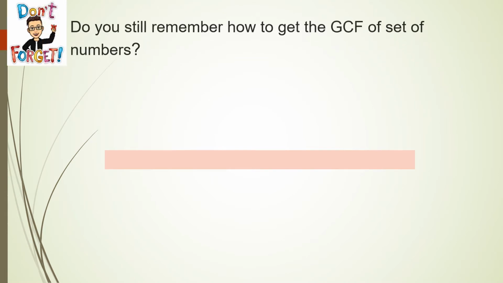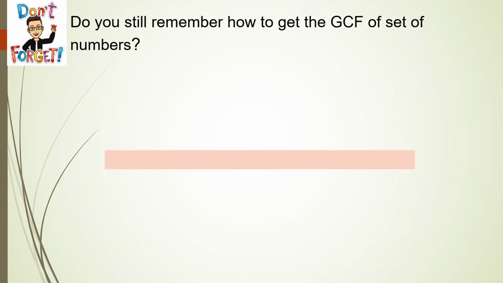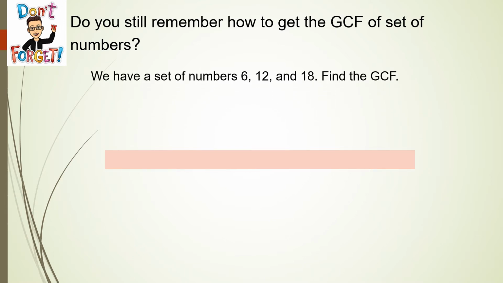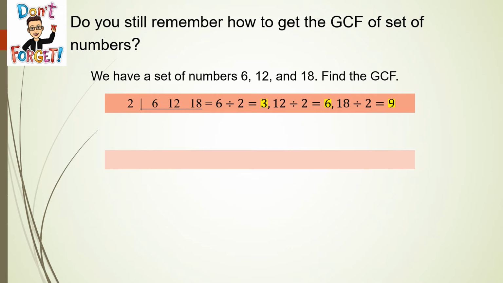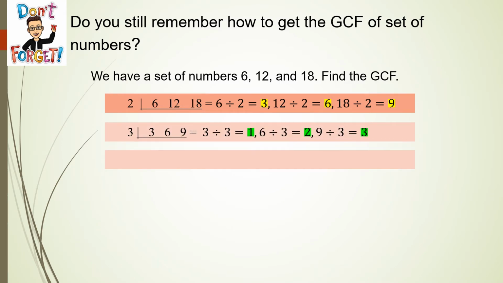Let's have a refreshing lesson. Do you still remember how to get the GCF of a set of numbers? For example, we have the set of numbers 6, 12, and 18. As you can see, we have the divisor of 2. And as we divide all the given numbers, we come up with the quotients of 3, 6, and 9. So just repeat, but this time we use the divisor of 3, and we now have the quotients of 1, 2, and 3.